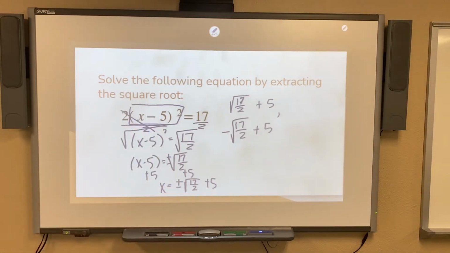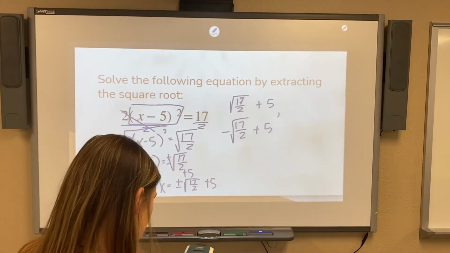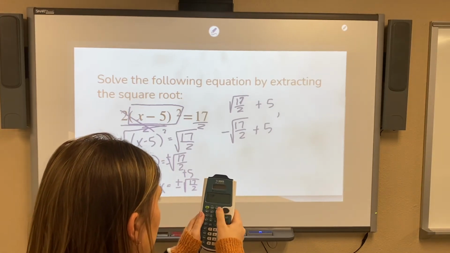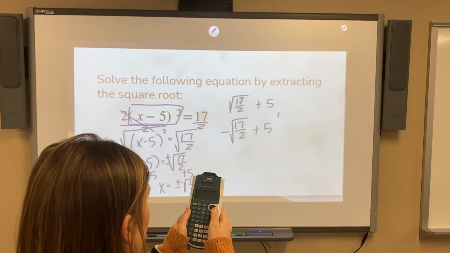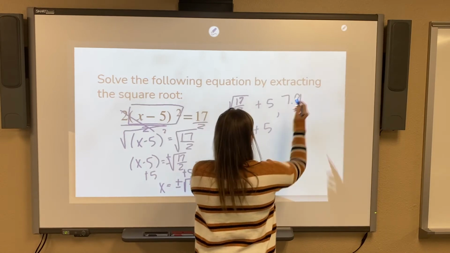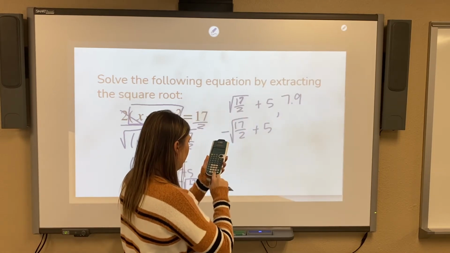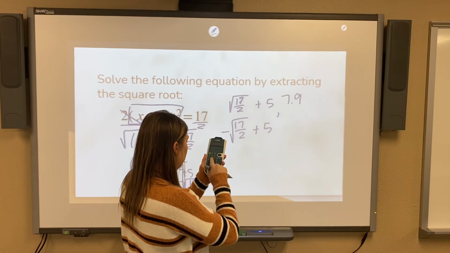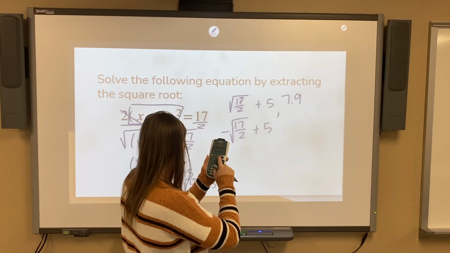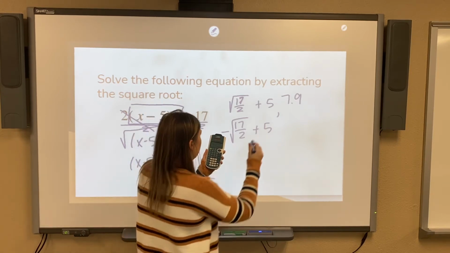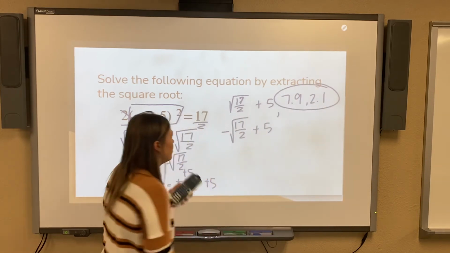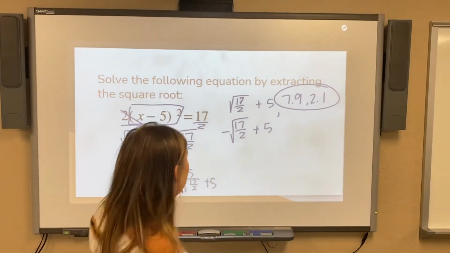Oh, here, I have a calculator right here. Okay, so second, square root of 17 divided by 2 plus 5 would be 7, I'm going to say round to the nearest tenth, and then negative square root of 17 over 2 plus 5, and we get 2.1. Okay, so those are your 2 solutions. And again, you can always check it by graphing.